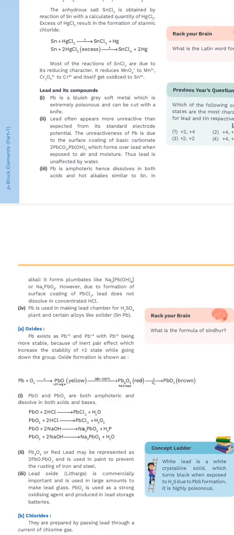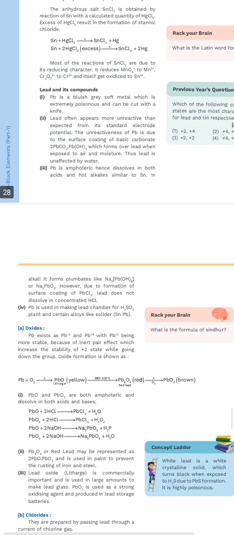Lead and its compounds. Lead is a bluish grey soft metal which is extremely poisonous and can be cut with a knife. Lead often appears more unreactive than expected from its standard electrode potential. The unreactiveness of lead is due to the surface coating of basic carbonate, which forms over lead when exposed to air and moisture. Thus, lead is unaffected by water.